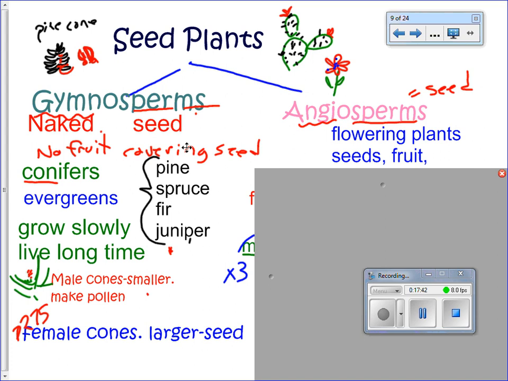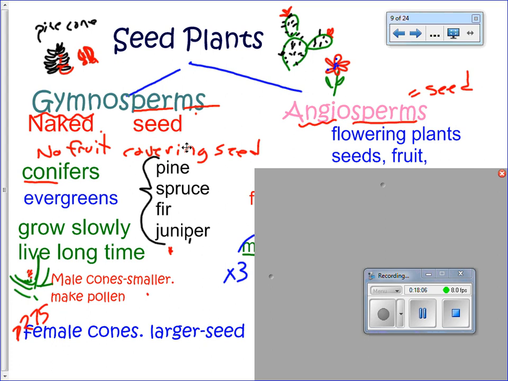And there's two types of cones. The female cones, and I have some pictures for it in a minute. The female pine cones look more like this one right here, and they're kind of woody. These little parts are called scales, and the seeds are in between those. Then the male cones are much smaller, and they make the pollen. Female cones are larger, and they make the seeds.